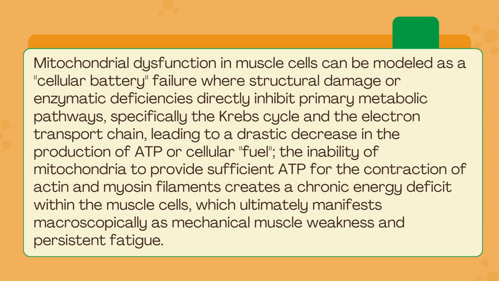Mitochondrial dysfunction in muscle cells can be modeled as a cellular battery failure, where structural damage or enzymatic deficiencies directly inhibit primary metabolic pathways, specifically the Krebs cycle and the electron transport chain, leading to a drastic decrease in the production of ATP, or cellular fuel. The inability of mitochondria to provide sufficient ATP for the contraction of actin and myosin filaments creates a chronic energy deficit within the muscle cells, which ultimately manifests microscopically as mechanical muscle weakness and persistent fatigue.